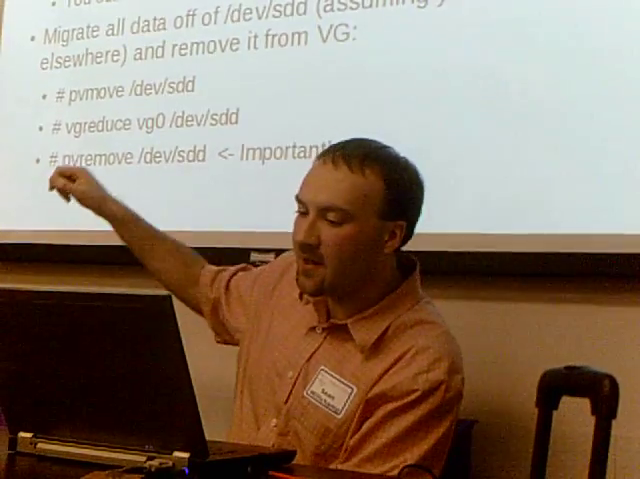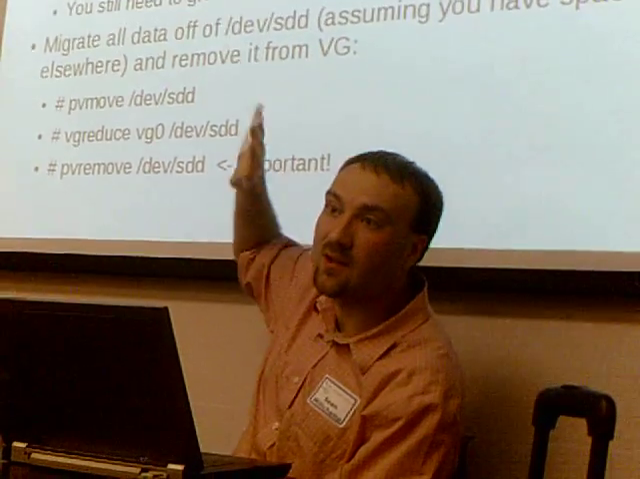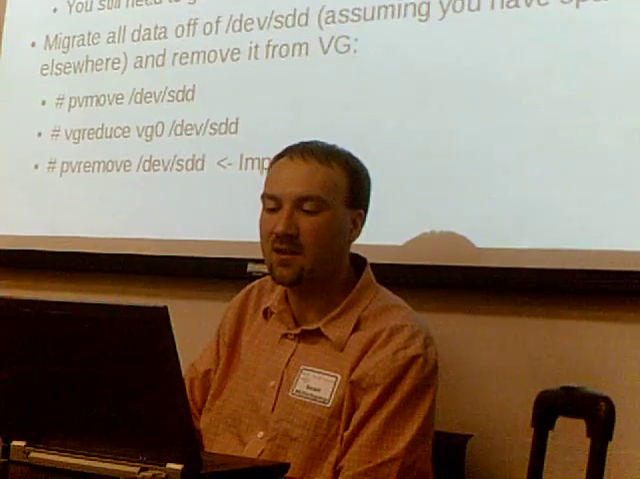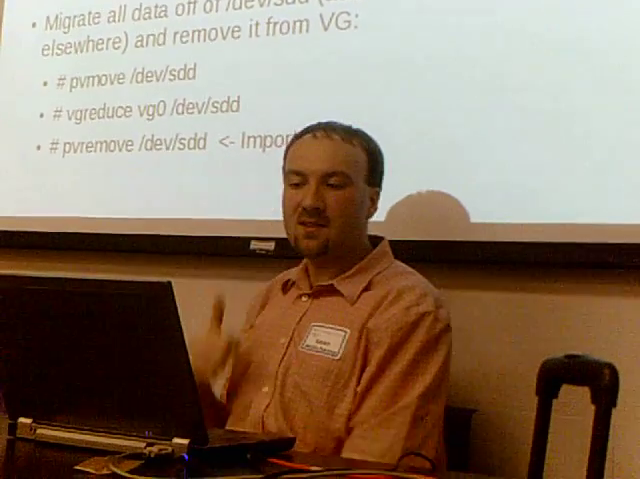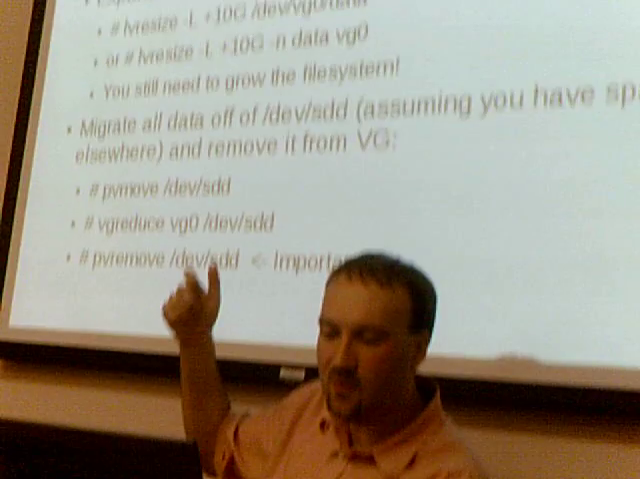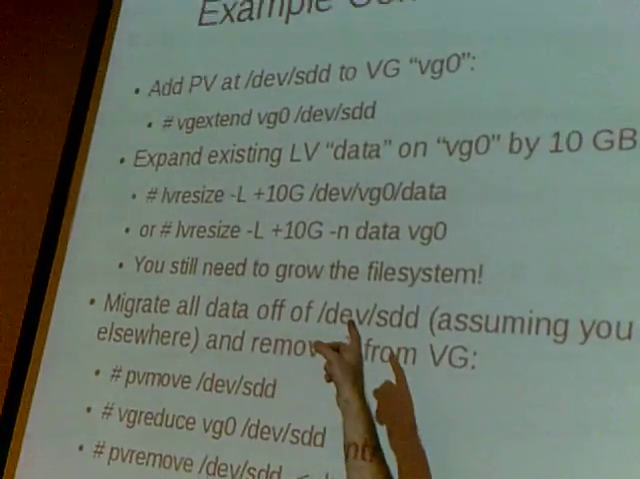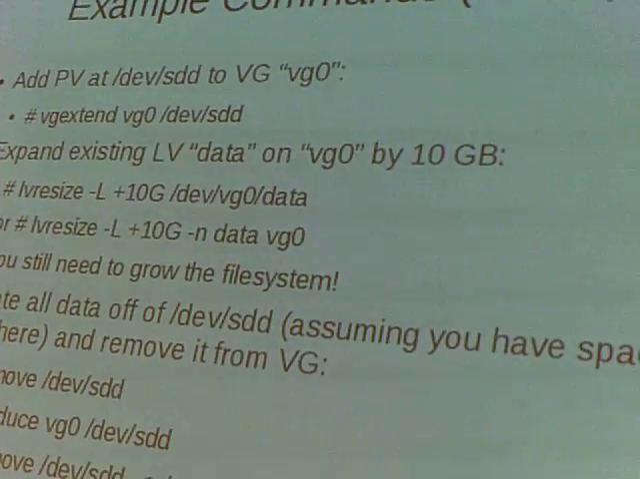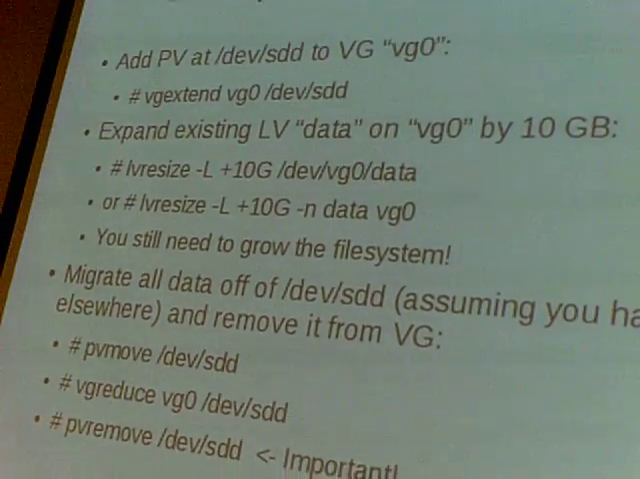So anyway, once you've added the PVs, you don't have to think about what the block device is anymore unless you need to do something with that particular block device. Then to expand the existing LV data volume on VG0 by 10 gigs, you can do lvresize -L, and you can use the plus notation here. It's very important. If you don't specify the plus, it will make it exactly 10.